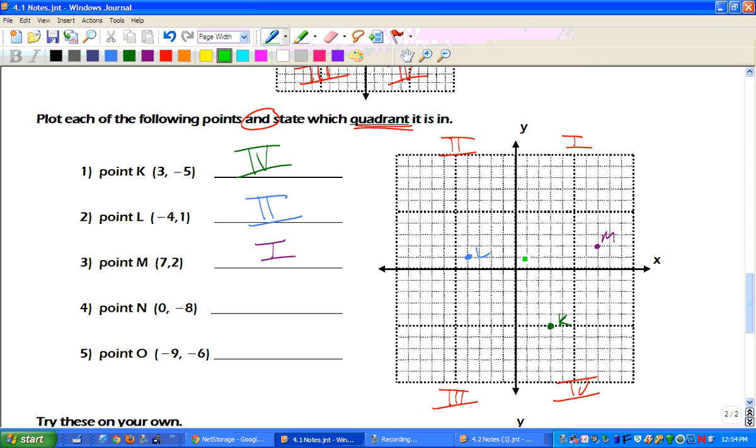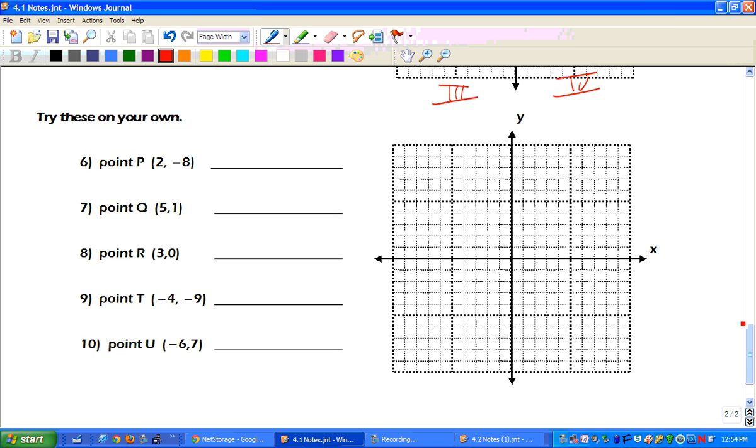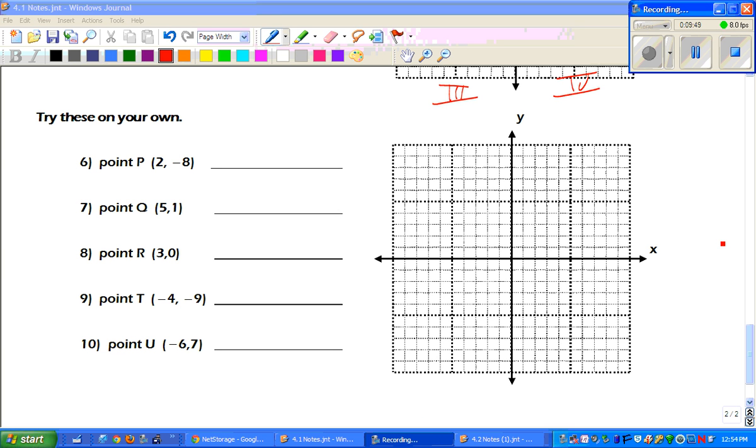All right, the next one, (0, -8). So I'm going to go straight down to -8. That is N, and ooh, okay, that is not in a quadrant. So we're going to write none, and in parentheses, we can say that that's on the y-axis. Okay, and then point O, which is (-9, -6). Right there, and that is in quadrant III. All right, you guys are on your own. Go ahead and pause the video and let's see how you do.